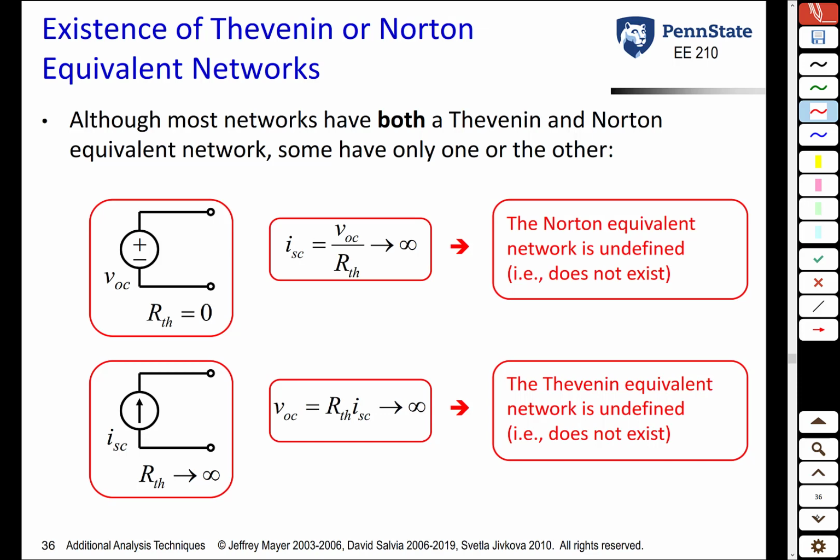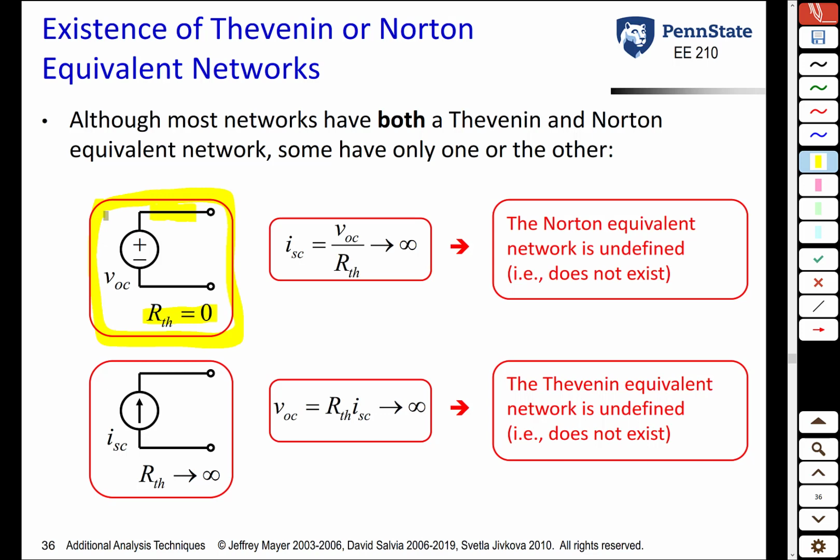a couple exceptions. For example, when calculating the Thevenin equivalent, if you find that R Thevenin is 0, a short circuit, there is no Norton equivalent. A voltage source with 0 series resistance cannot be converted into a current source and a parallel resistance. So circuits that have a model like this do not have a Norton equivalent.